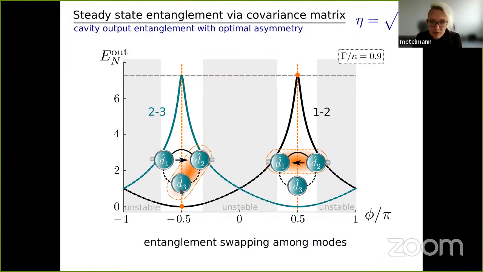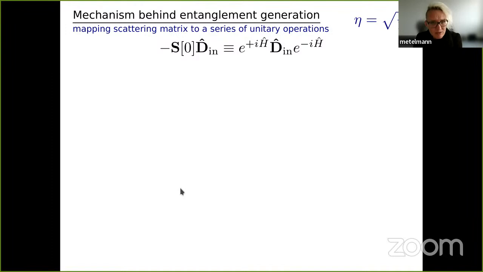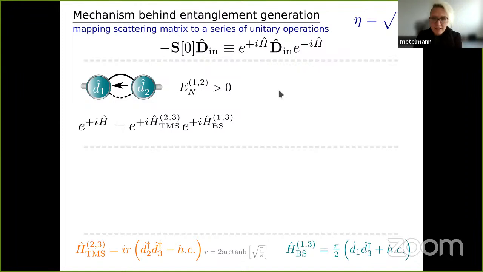And to do this, we actually found a way to map our open system, the scattering matrix, to unitary operations, which help us understand what's actually going on. So we perform this map. This S is here the scattering matrix. D in is just the input in the quadrature basis, or in any basis in the end, and we can make this exactly mapping to some unitary evolution with this H up there. One thing which is interesting is that this mapping does not need many generators. We're completely fine with just using the two mode squeezing between 2 and 3 and the beam splitter between 1 and 3.